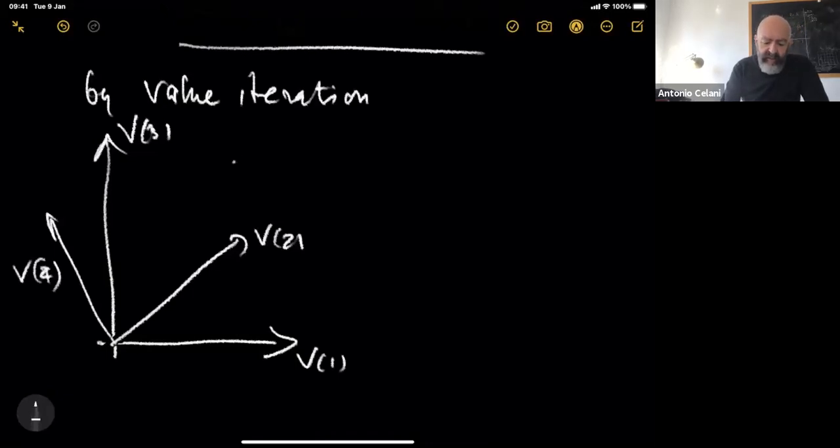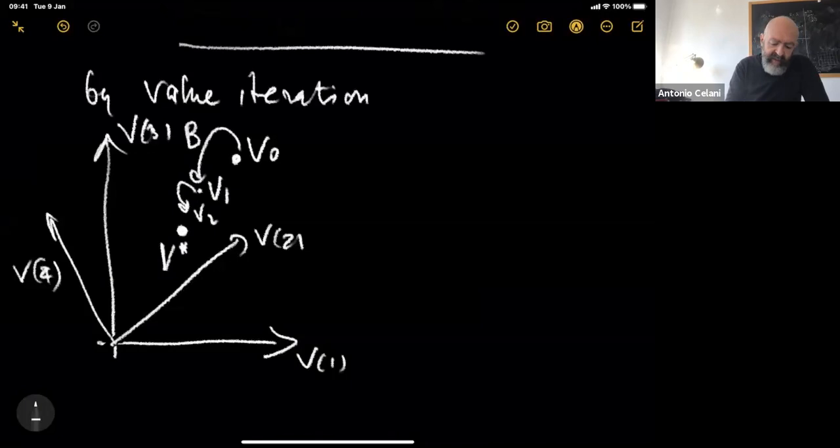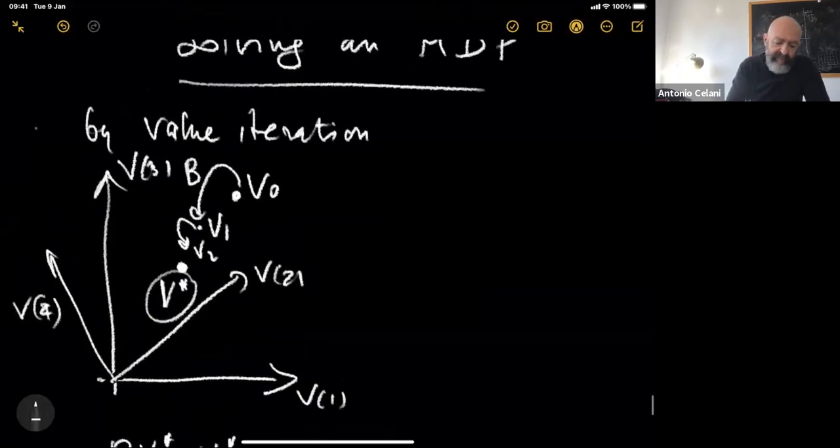And then you start from a certain V0 and you use the Bellman operator to send you to a V1, and this will send you to another V2. And this whole process eventually converges to V star, which is the solution of the Bellman equation, B V star equals V star. Tomorrow we will see examples of this procedure of dynamic programming.